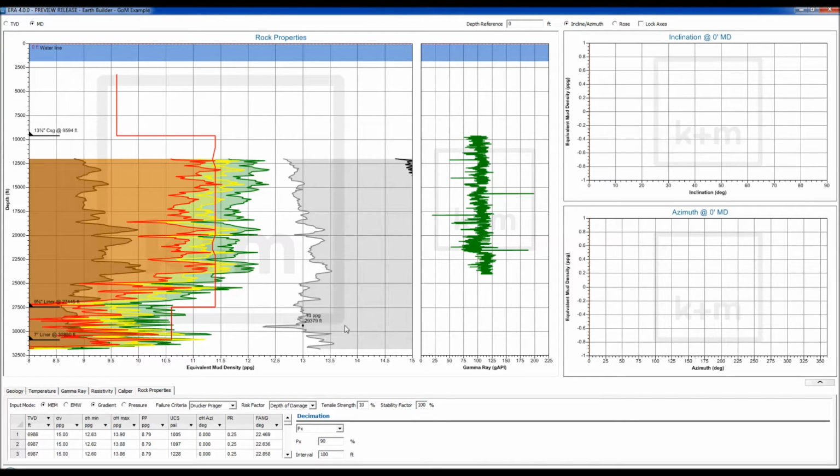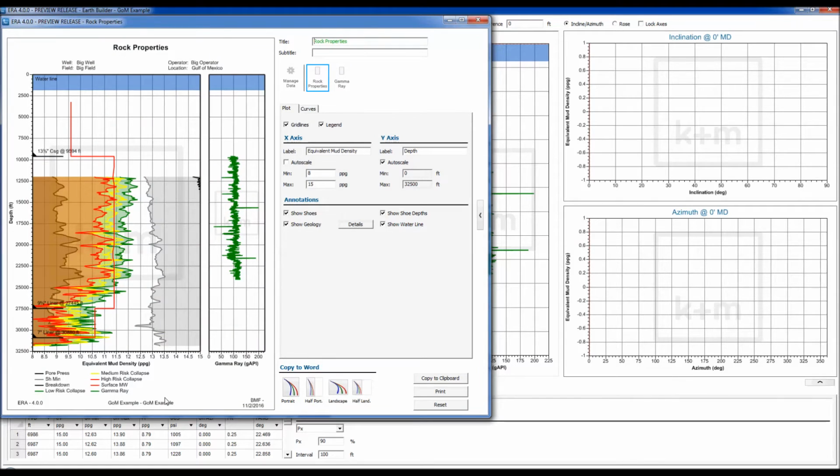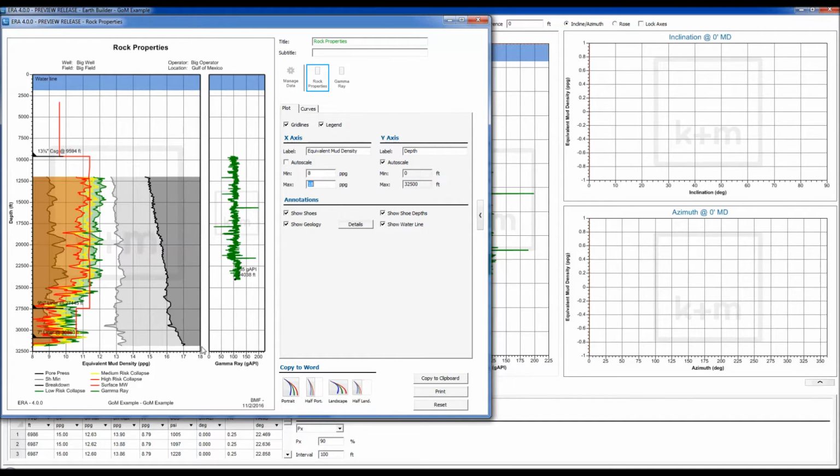And there's a lot of squiggly lines on this graph. If we pull them up, we can see what each one of these are. We've got pore pressure, as we did before. We've got three different definitions of collapse. So low risk collapse in green, medium risk collapse in yellow, and red is high risk collapse. I'll talk about exactly what that means a little bit later on. And then we've got our minimum horizontal stress in gray. And off to the right, we can't quite see it unless we change the scale here. And black would represent our breakdown pressure.